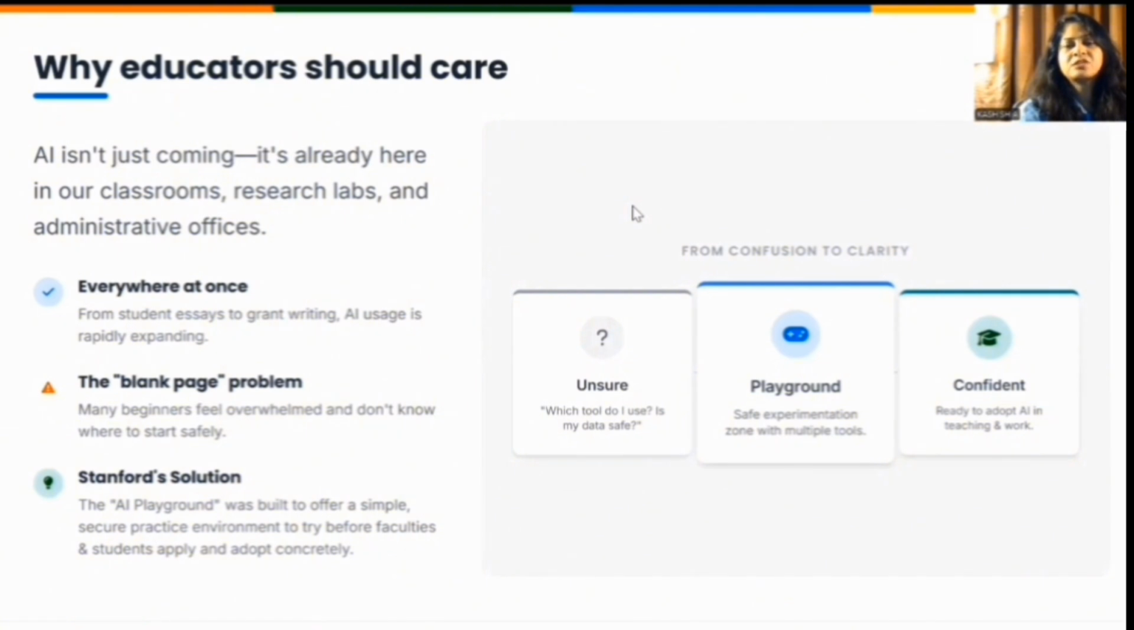A safe experimentation zone with multiple tools. Confident, ready to adopt AI in teaching and work. It will make you more confident to use AI at your workplace and in education too.